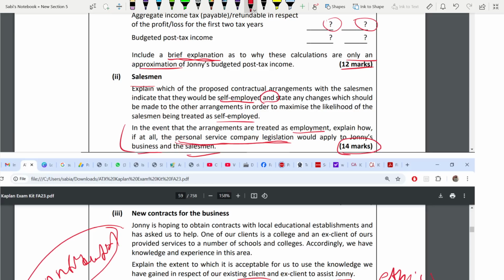Read this requirement very carefully. In the event, arrangements are treated as employment. Explain how personal service company legislation would apply to Johnny's business and salesman. How it will apply. You will show through calculation if it's a personal service company.